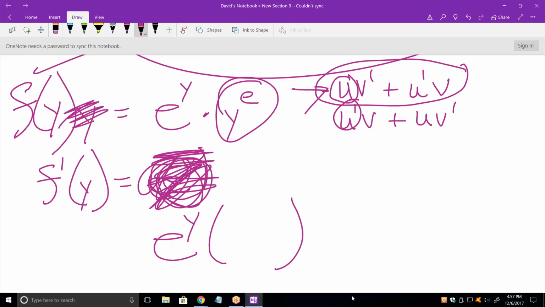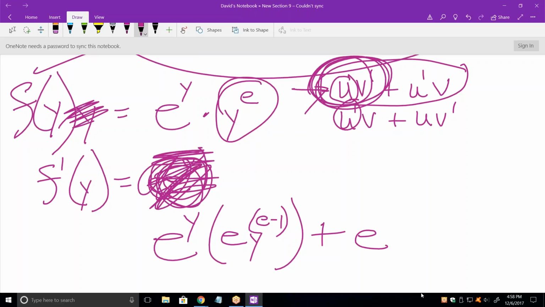So e is a number, in other words. If I said, what's the derivative of y squared? You'd have no problem. So it's e y to the power of e minus 1? Correct. That is this part here. Now, the second part. What is u prime? Still e to the y. And v? y to the e. There's your answer.